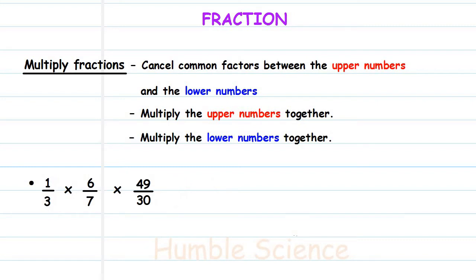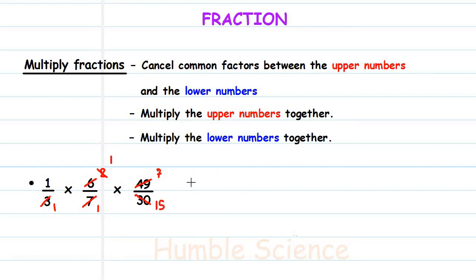Now let's try adding one more term. The first step is to cancel out the common factors. The lower number 3 and the upper number 6 share a common factor, which is 3. So 3 divided by 3 is 1. 6 divided by 3 is 2. And now the lower number 7 and the upper number 49 also share a common factor, which is 7. 7 divided by 7 will be 1. 49 divided by 7 will be 7. And for the upper number 2 and the lower number 30, they also share a common factor, which is 2. 2 divided by 2 will be 1. 30 divided by 2 will be 15.